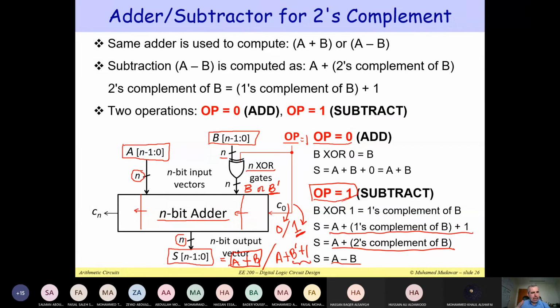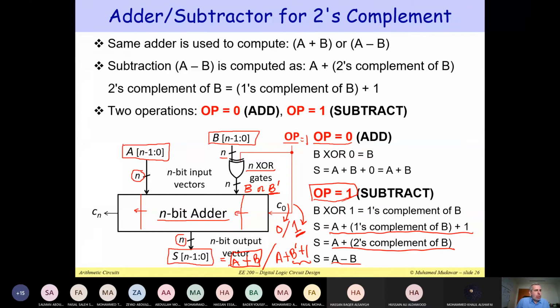I can pass B to my adder and C0 equal to 0. That will be addition. Or I can pass B prime by XORing it with the operation. So when I XOR all the bits of B with 1, I get B prime, the 1's complement of B. And then I make C0 equal to 1. That's my input carry. So it will be A plus B prime plus 1. It's A plus the 2's complement of B, which is A minus B. Okay? So this will actually calculate A minus B.